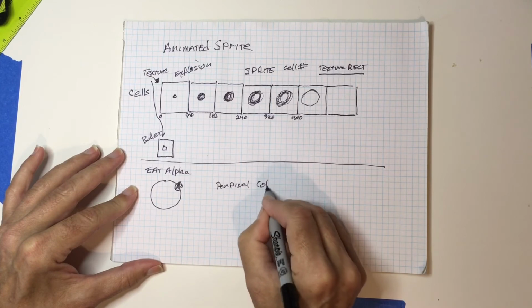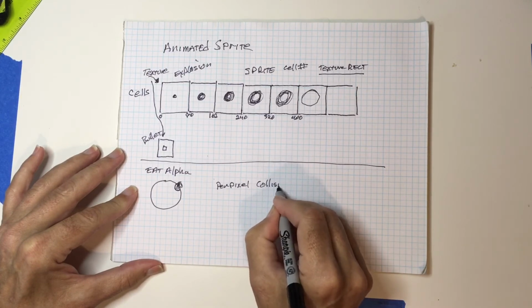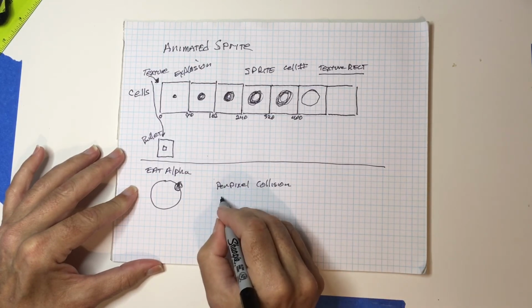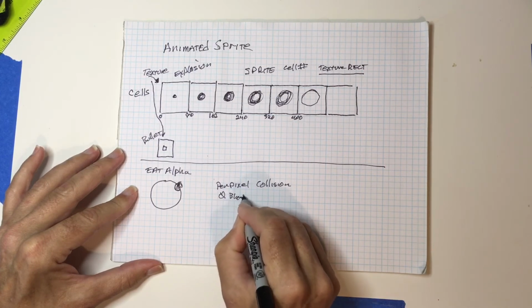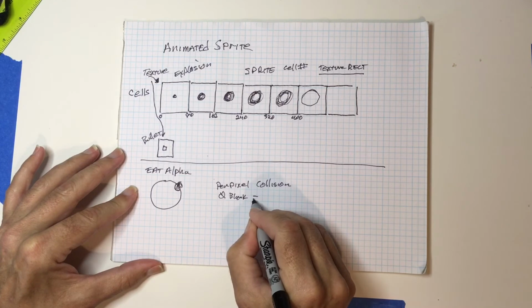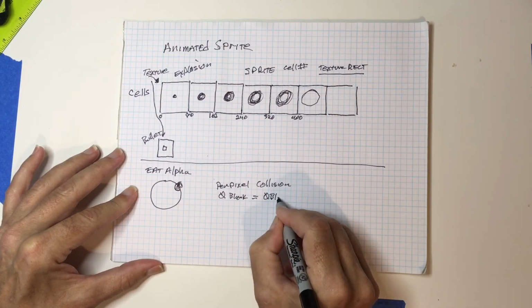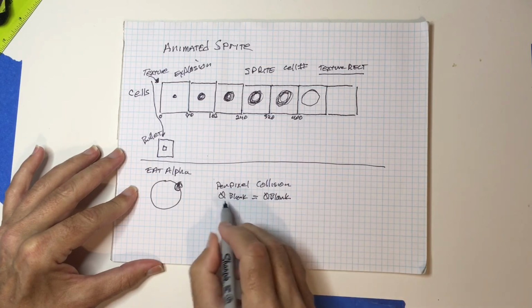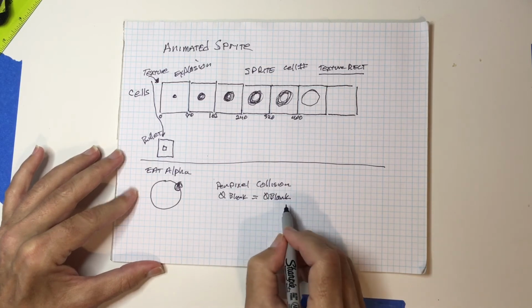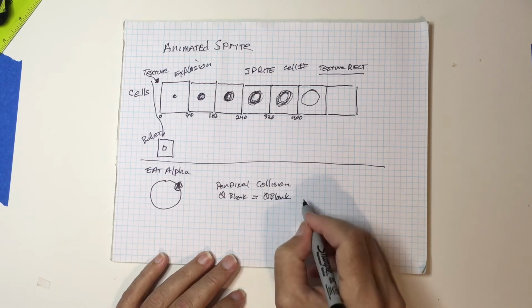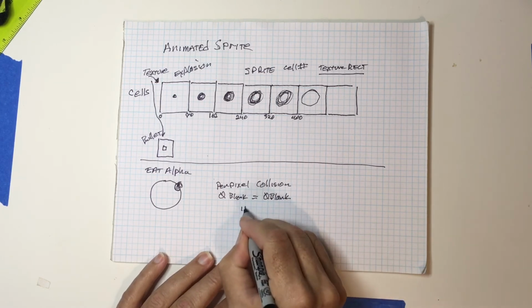Per pixel collision. So when we see that it's not blank, it is also the same as not blank on the destination, right? This is the original. This is the destination. So we know that it collides.